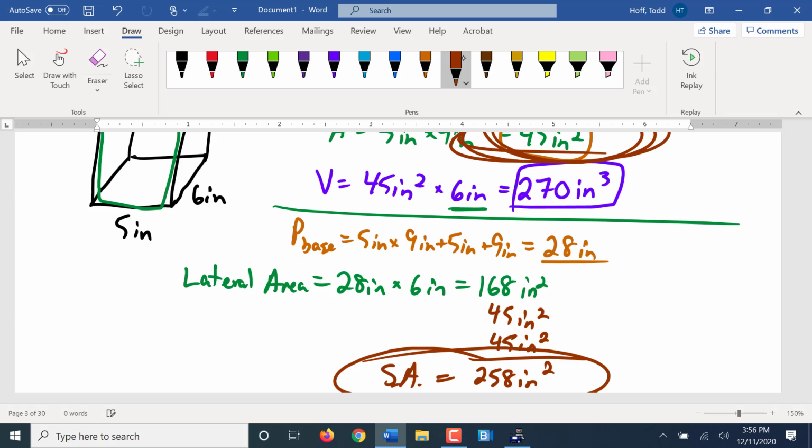How many of you came up with 258? How many of you came up with the 270? So we've been doing better with volumes. It's the surface areas that seem to be giving us trouble.